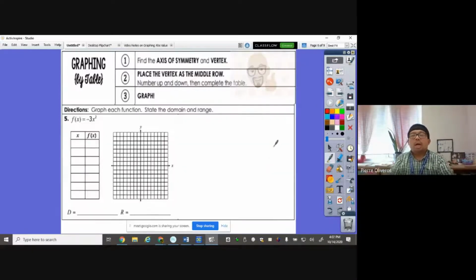All right, so how do we graph a quadratic equation by using a table? Okay, so the first step is to find the axis of symmetry and the vertex. Place the vertex as the middle row, number up and down, then complete the table, then graph it.